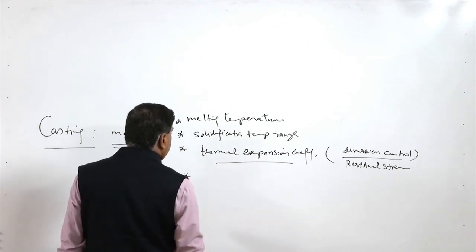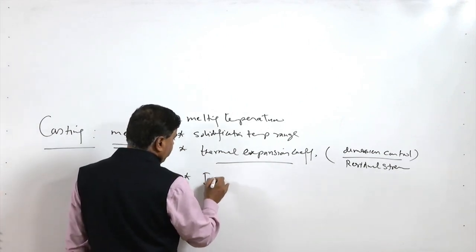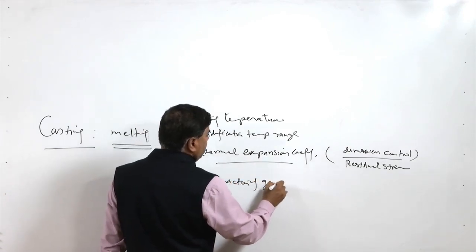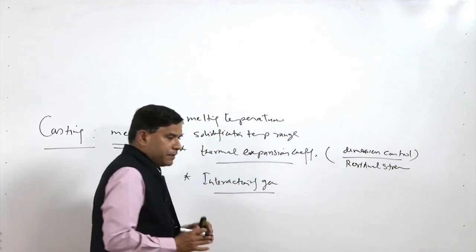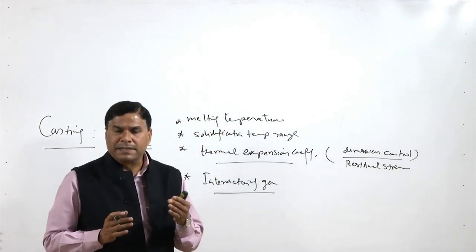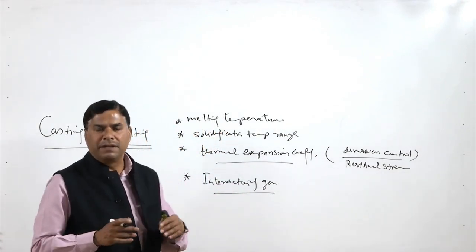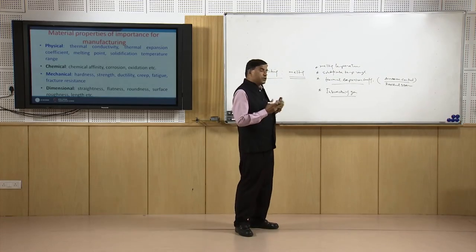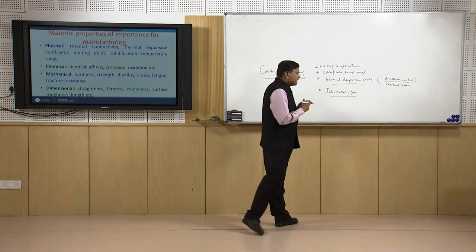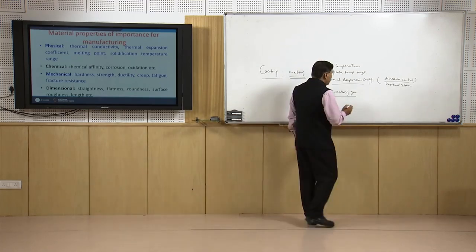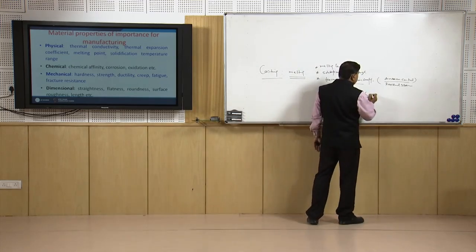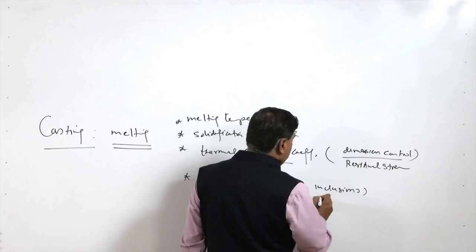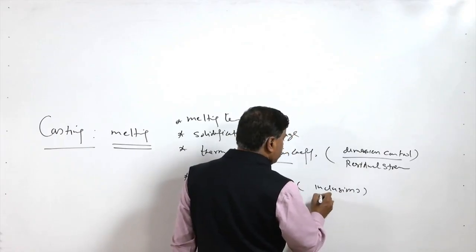Then we have the interaction of the gases with the molten metal. Reactive metals like aluminum, magnesium and titanium are very reactive to the atmospheric gases. So, they will form their oxides and nitrides easily, leading to the development of defects in the form of inclusions in the casting, or they will lead to the presence of gas pores.